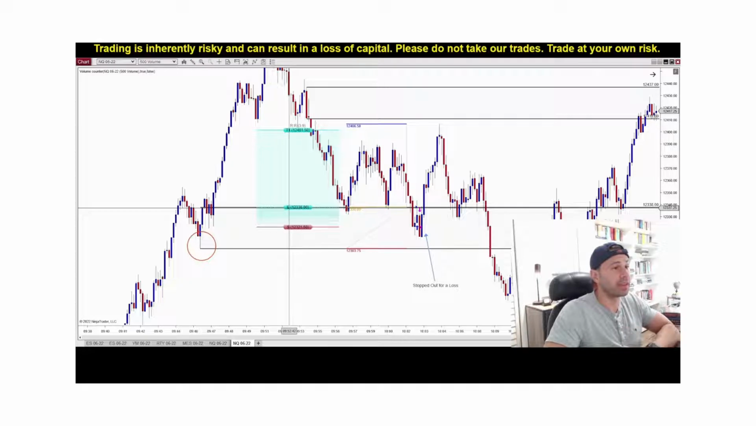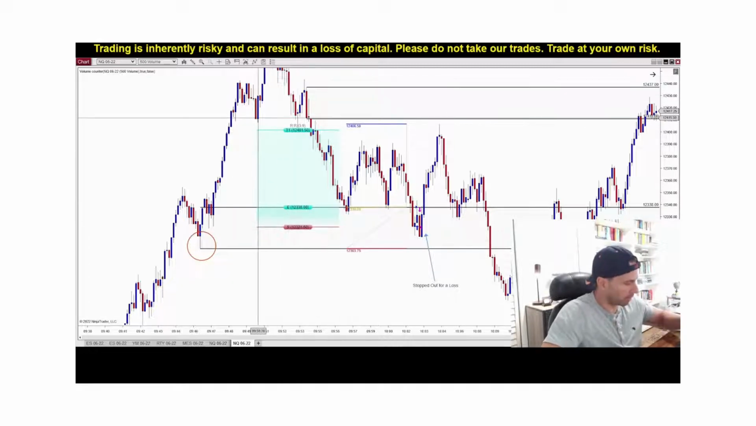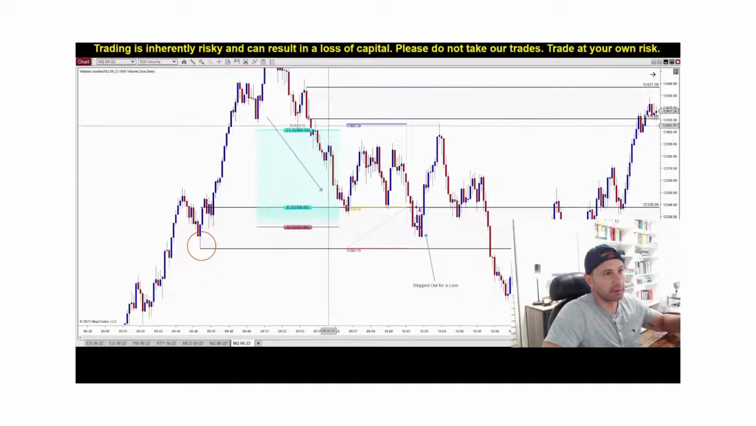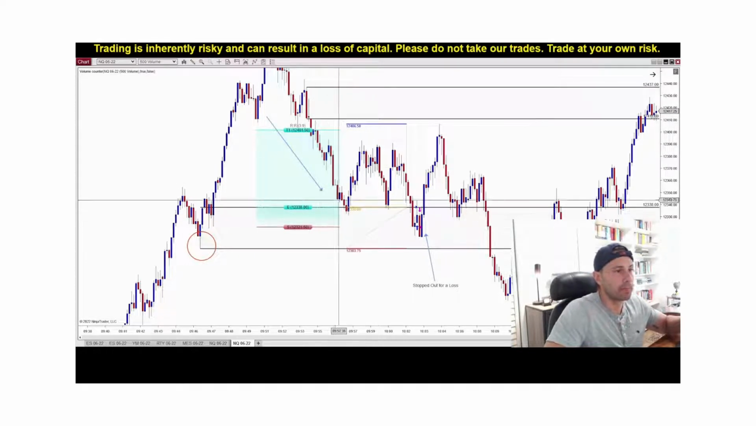But my mistake here is that I chose the area, which was a good area, right? But I chose the proximal line, which is this first line. The price is coming in this direction, right? Let me mark this up. The price is coming here, so I'm gonna trade this thing long, right?